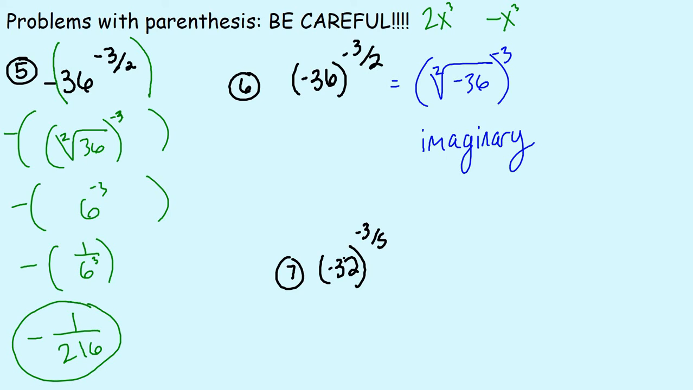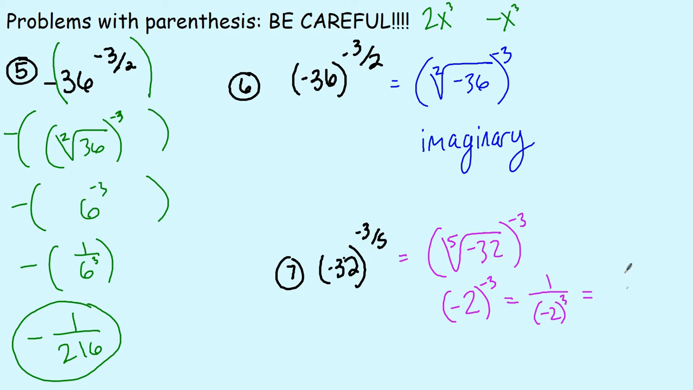Do the next problem. This one includes the negative. So here it would be the 5th root of negative 32 raised to the negative 3. Here we can take the root of a negative because it's an odd root, the 5th root. So the 5th root of 32 is just 2, but since it's negative, that's negative 2. Raise that to the negative 3. Put that under 1. Negative 2 cubed is negative 8.